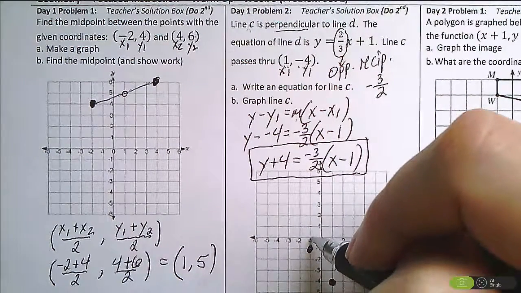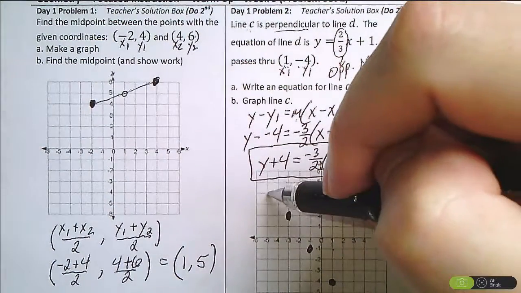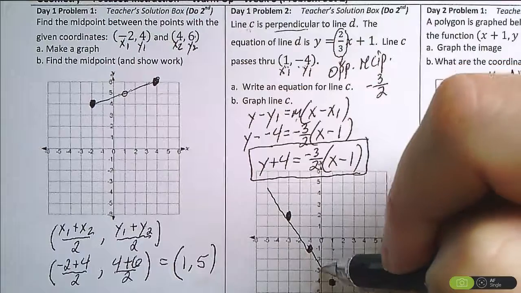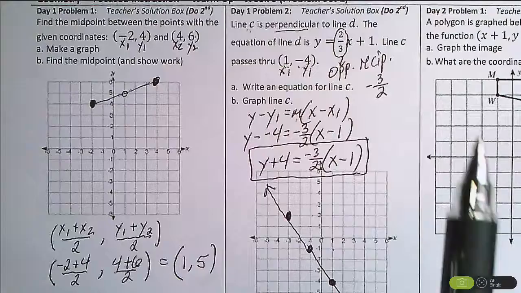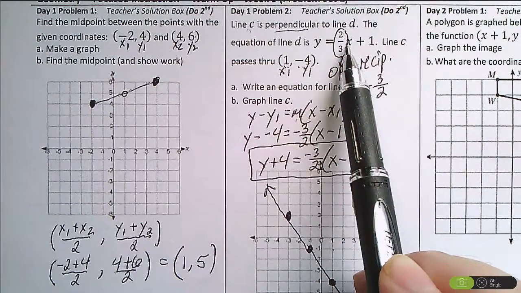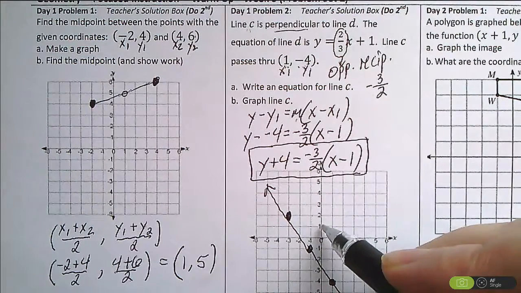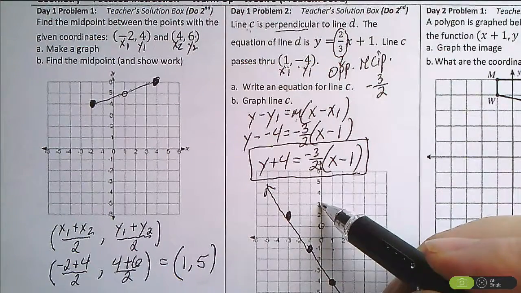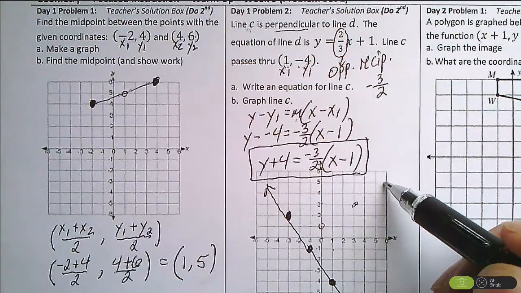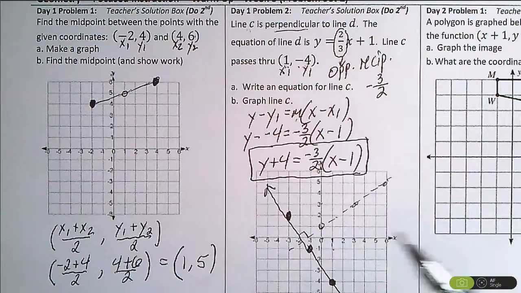Let's do this one more time. Up 3 and left 2. And then we can draw in the line. So here is line C. This line is perpendicular to line D, which would have a slope of 2/3. Imagine line D crossing the y-intercept at 1 right there and having a slope of 2/3, up 2 over 3, up 2 over 3. Here's what line D would look like, and they are, in fact, perpendicular right there.